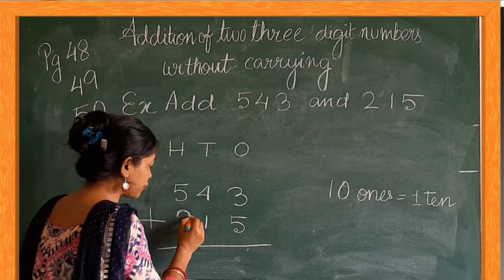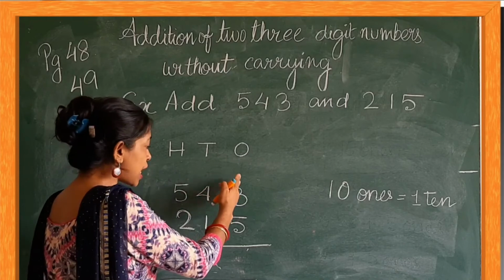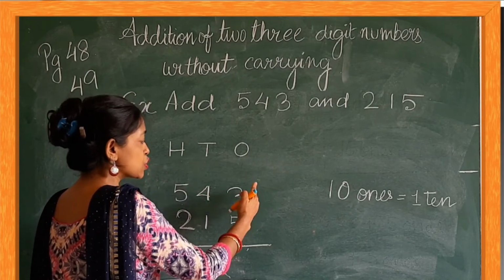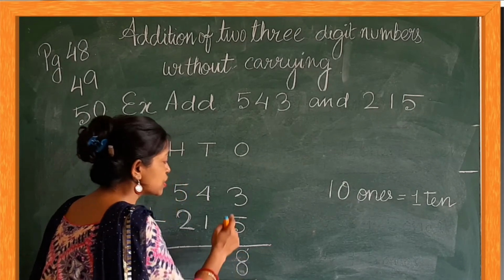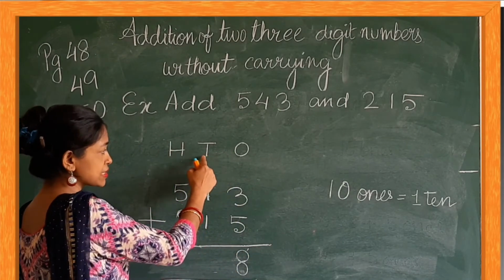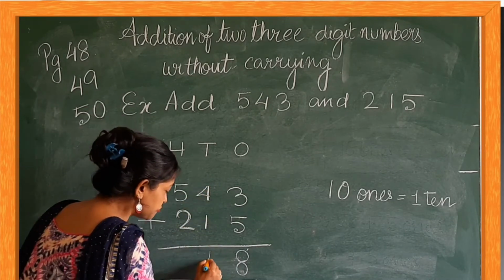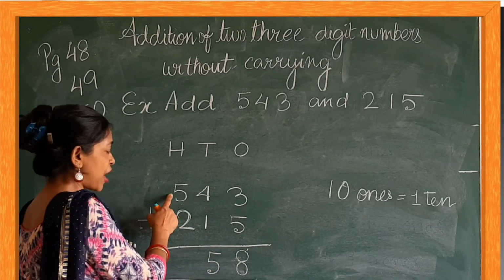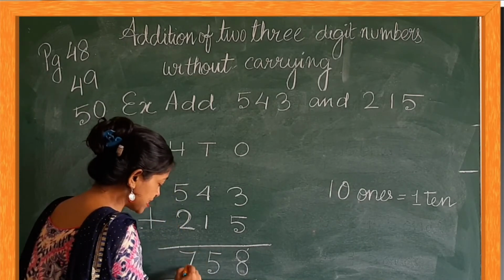So look carefully. Don't do it from the hundred side. Start from the one side. So 3 plus 5 is equal to 8. Then let's add the tens place. 4 plus 1, 5. 5 plus 2 on the hundreds place we have 7.